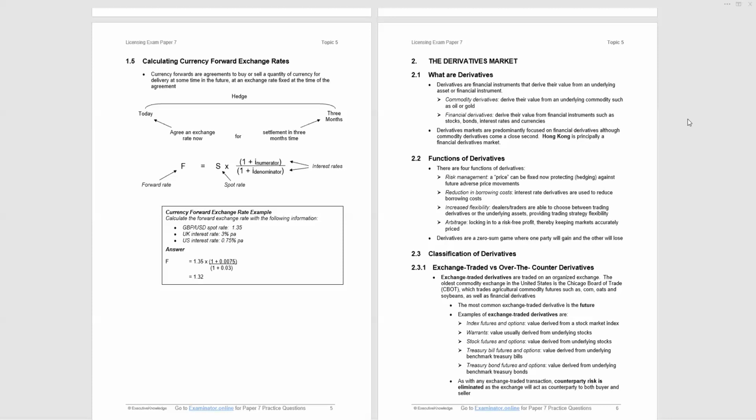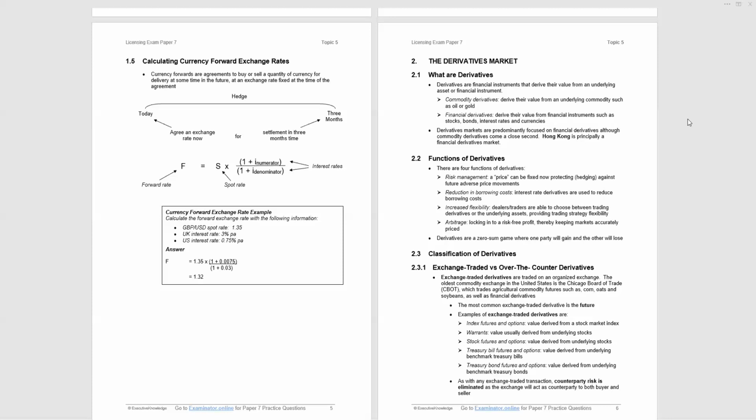Now, functions of derivatives, 4 functions. Risk management, that is, a price can be fixed now, that's hedging, protecting against future adverse price movements. Reduction in borrowing costs, so interest rate derivatives are used to reduce borrowing costs, especially interest rate swaps that we will look at a little later.